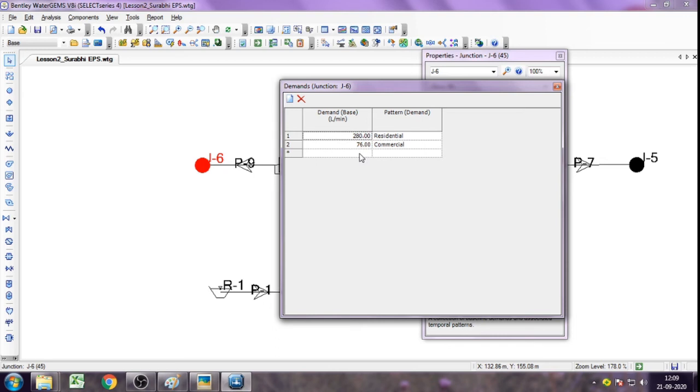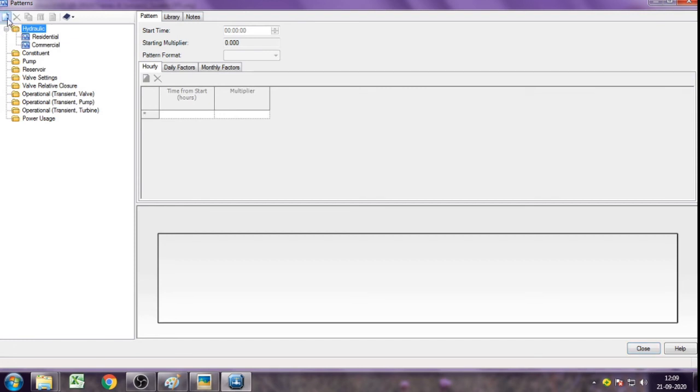But we know that during the fire the base demand will be very high, because during fire we need a lot of water for extinguishing the fire. So we will do another case here for the 3-hour fire. For junction number 6, we will write the base demand as 2000 liter per minute, right? And now we will not use residential or commercial or fixed pattern. We will not use either of these. We will go to the ellipsis and we will assign another case.